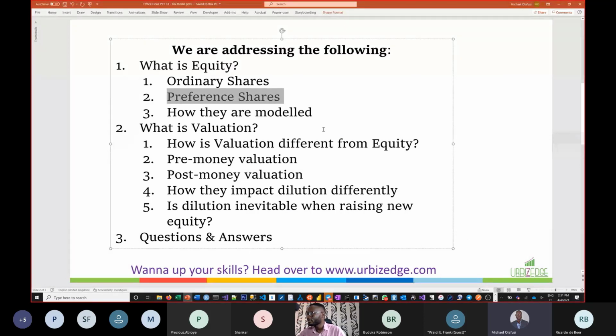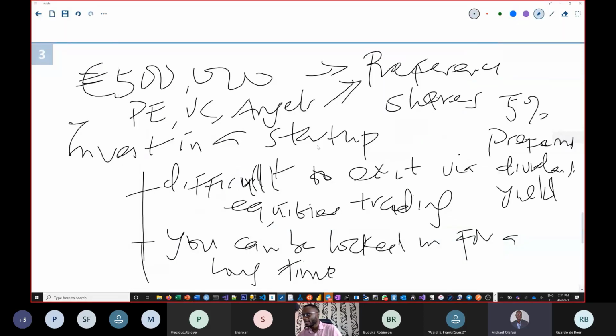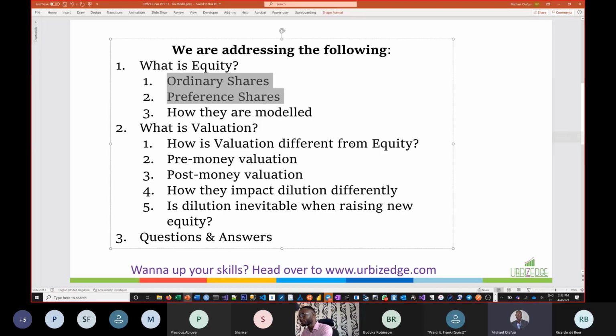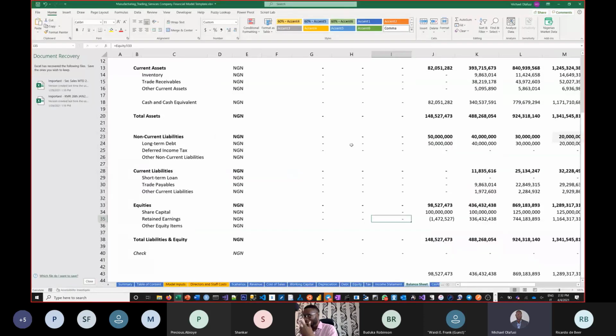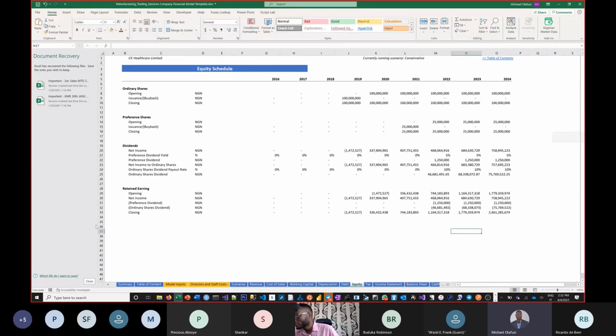All right, so how are they modeled? We have done this. I hope now nobody should be confused about the difference between ordinary and preference shares. If you have any questions, you can always signify and ask. So I'm going to now move on to how they are modeled. The modeling is really straightforward. Let me take you to where I have it in mind.